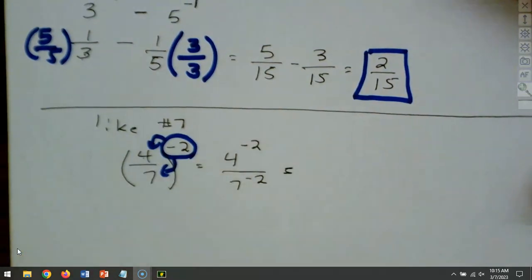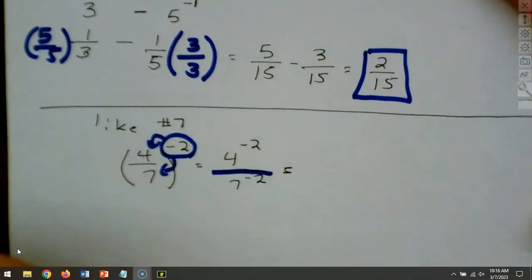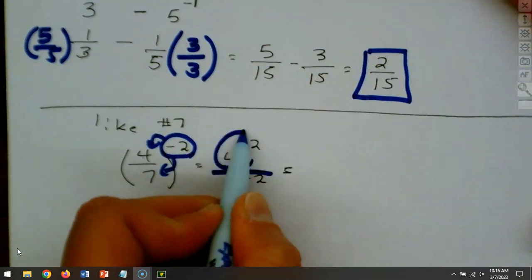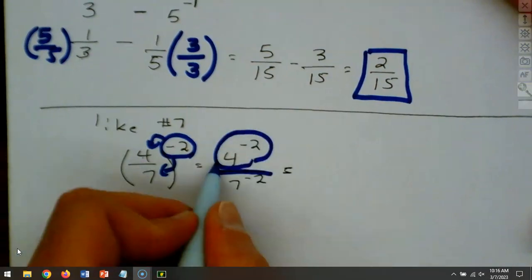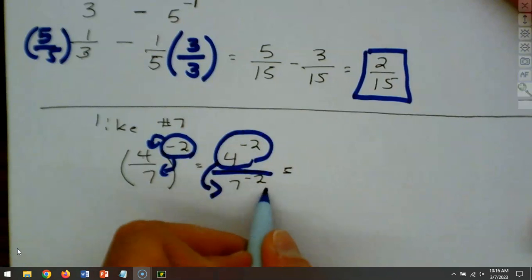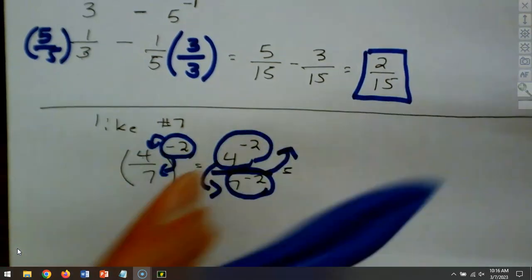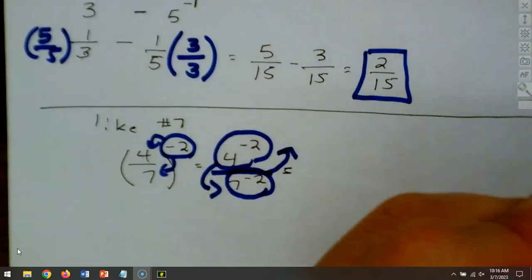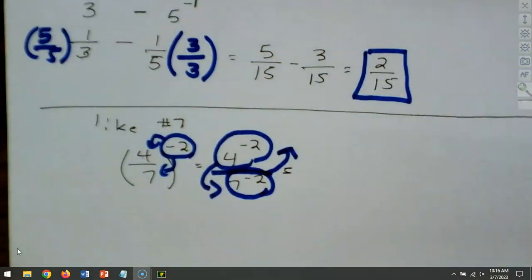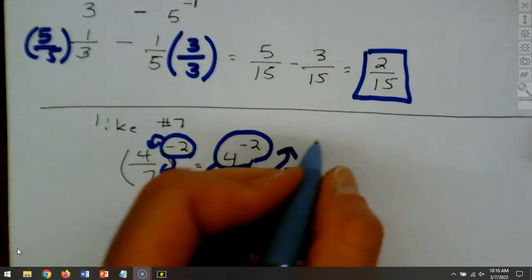Now, what about negative exponents? Well, negative exponents, they switch around. They're going to switch across the equal bar. So this 4 to the negative 2nd goes down below. And this 7 to the negative 2nd, well, it's negative below, so it comes up to the top. So if it's negative on the top, it goes down below. If it's negative down below, it can come up to the top.